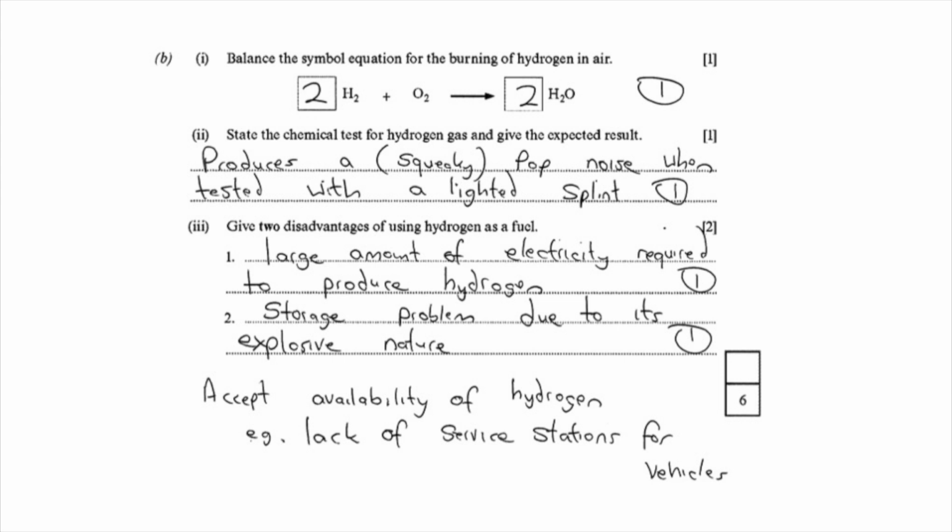And it says give 2 disadvantages of using hydrogen as a fuel. So if you said a large amount of electricity is required to produce hydrogen, that would get you a mark. If you talked about storage being a problem due to its explosive nature, that would get you a mark. Now the examiner will also accept the lack of service stations that exist for vehicles to refuel with hydrogen. So this availability of hydrogen is a problem, and therefore that would be another disadvantage. 1 mark for that if you said that.